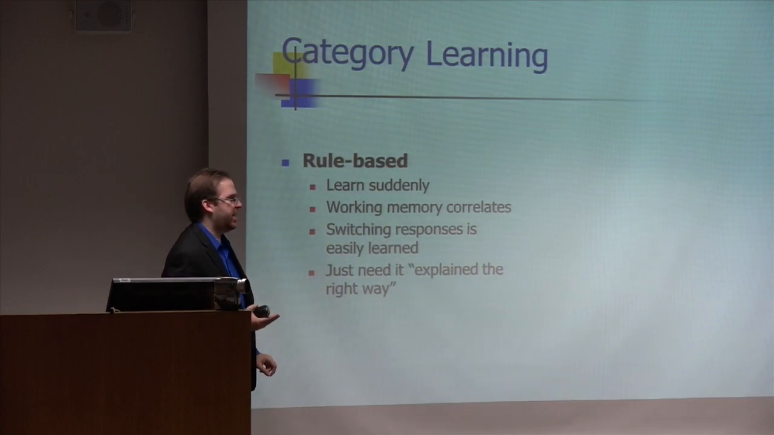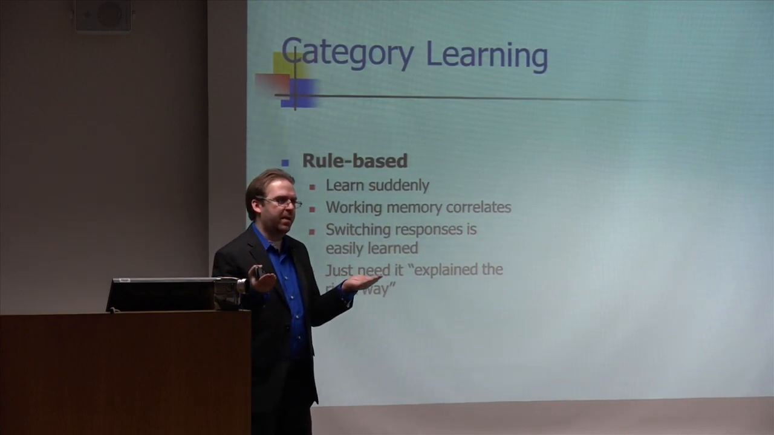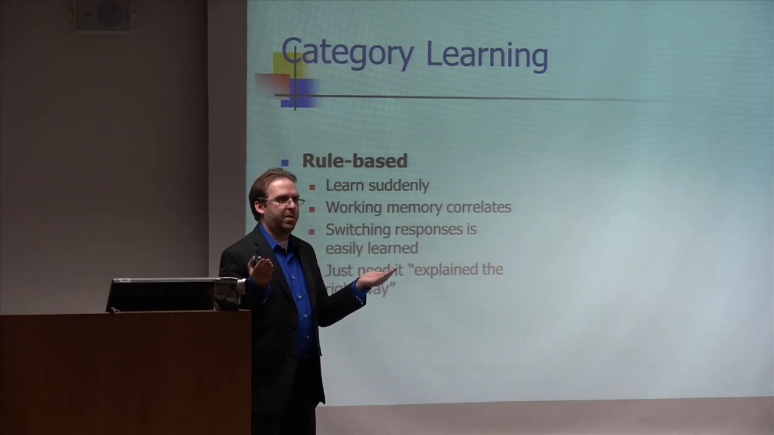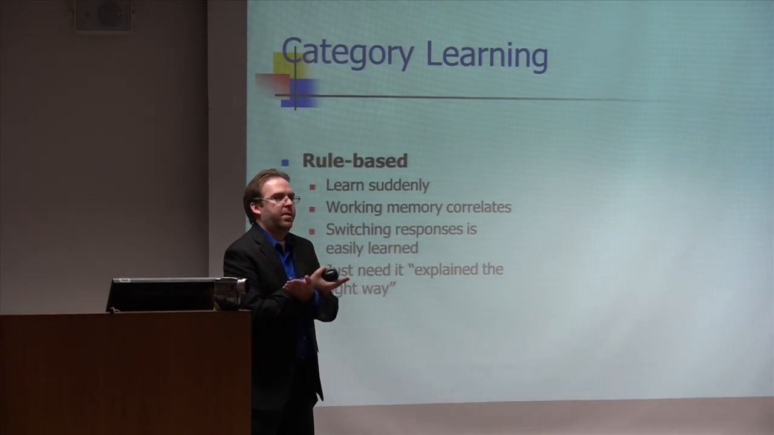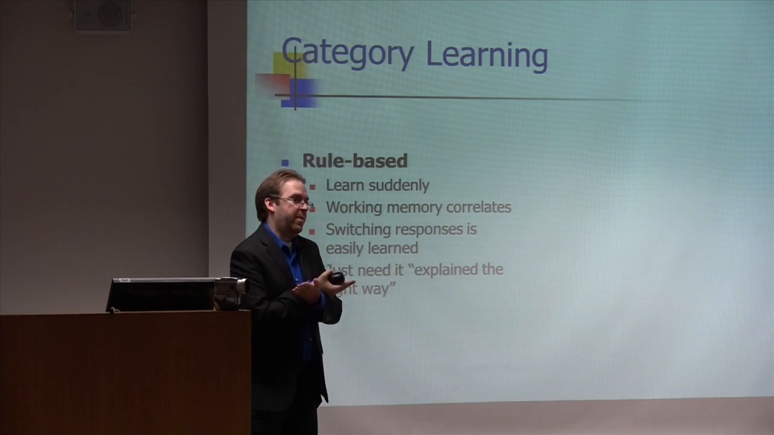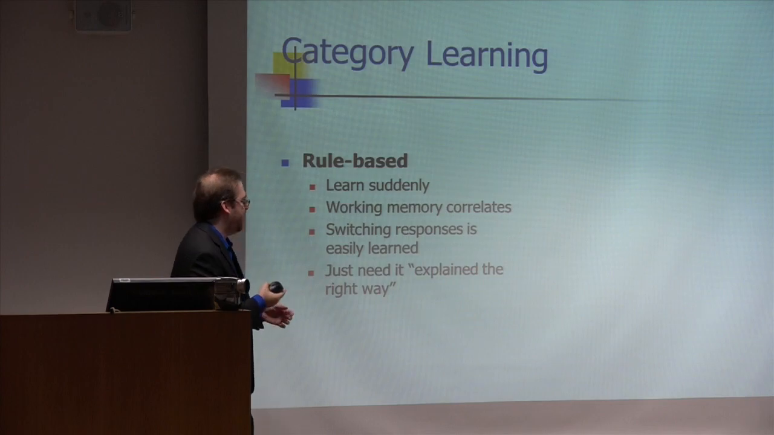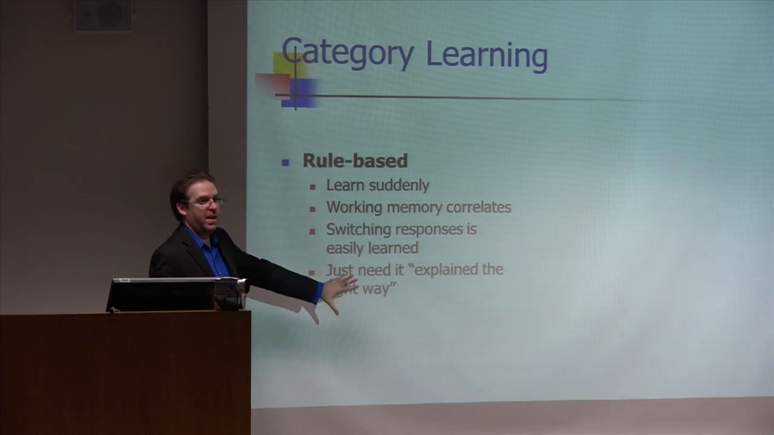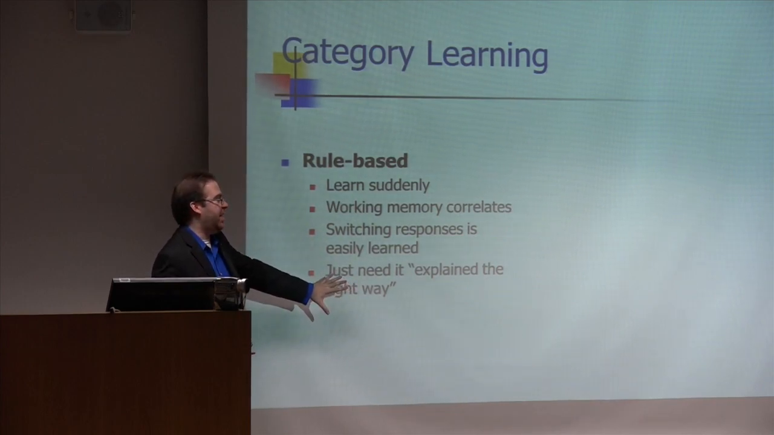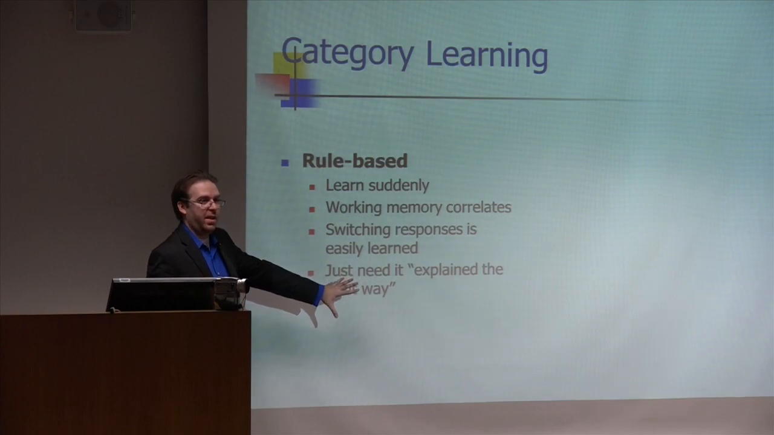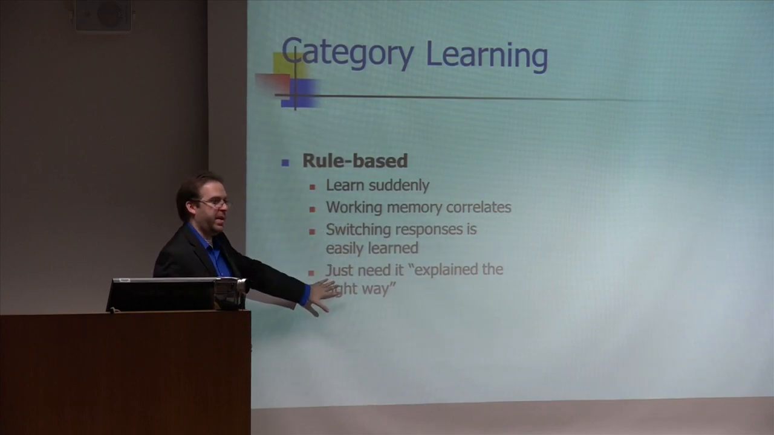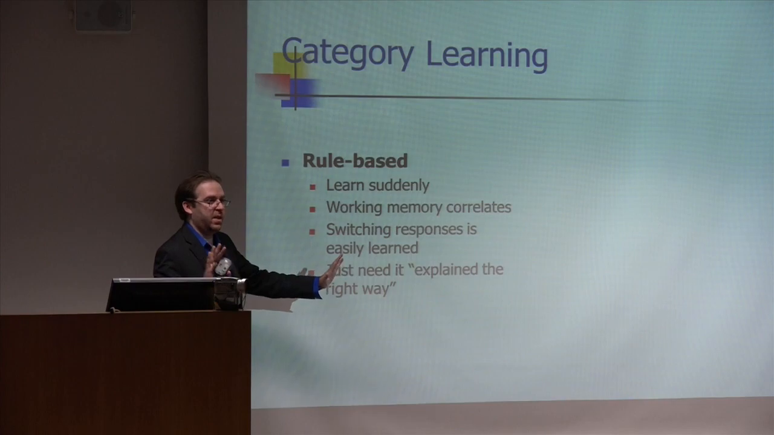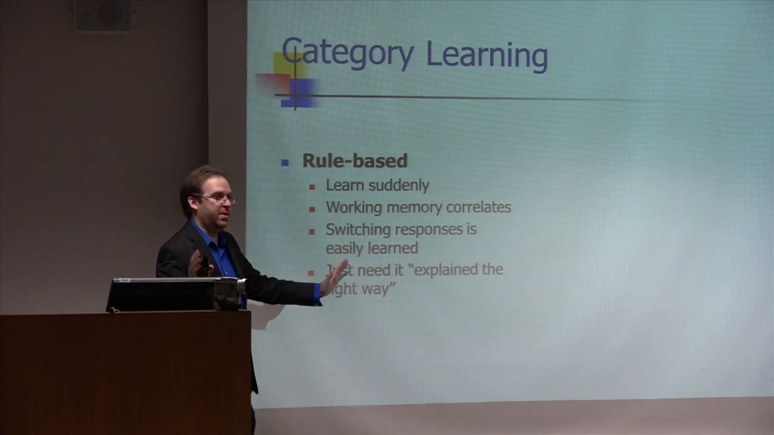Switching responses is easily learned. So let's say I have categories A and B. Well, now I'm going to flip them. That's actually not a problem. You can pretty easily learn, okay, B is now A and A is now B. The idea is with rule-based things, you just need it explained the right way, and then you've got it. And so I'm thinking instructionally and educationally, there's a lot of things like this, right? As soon as it's explained the right way, that's done. It's over, you've got it, and that's the end of the story.